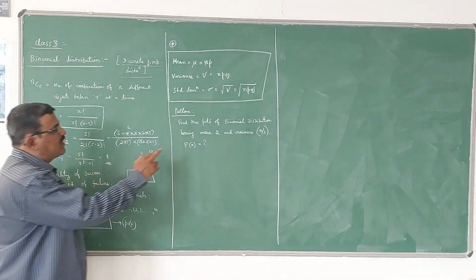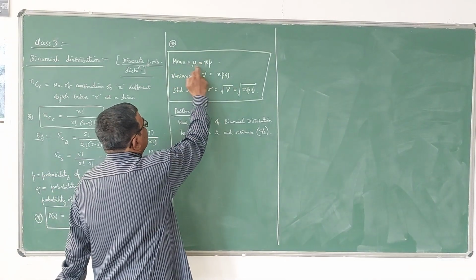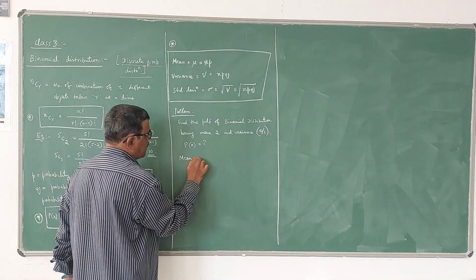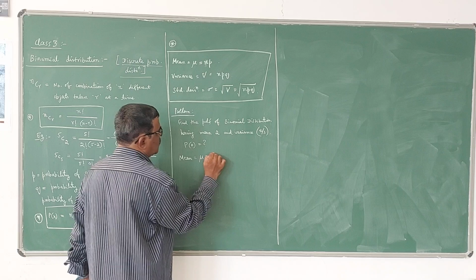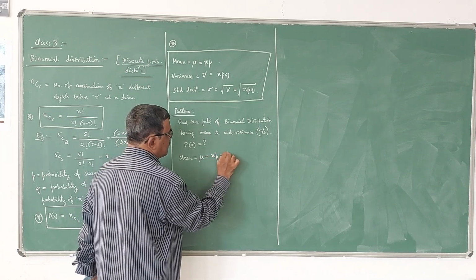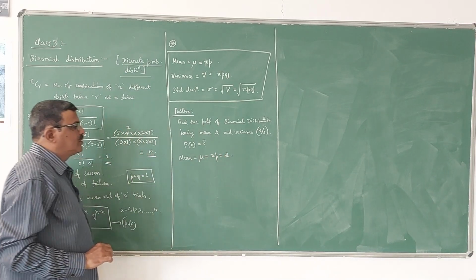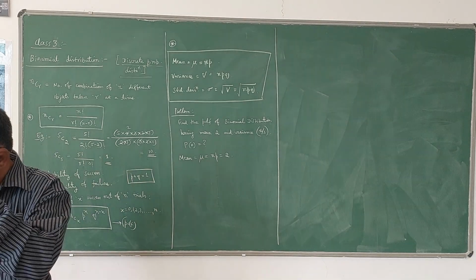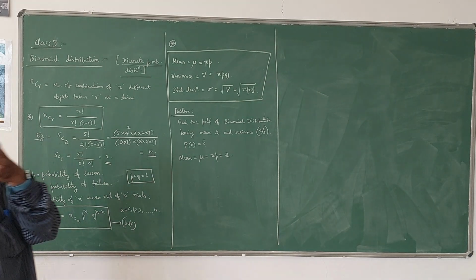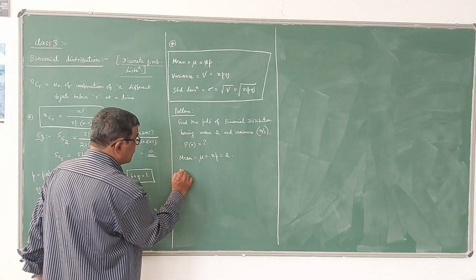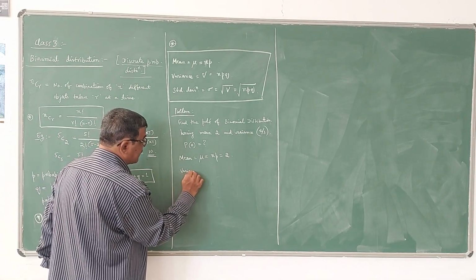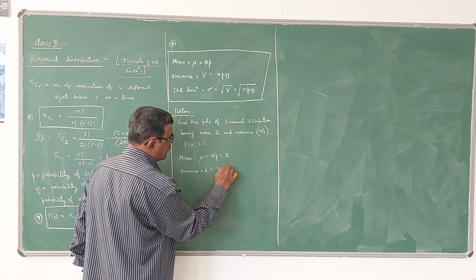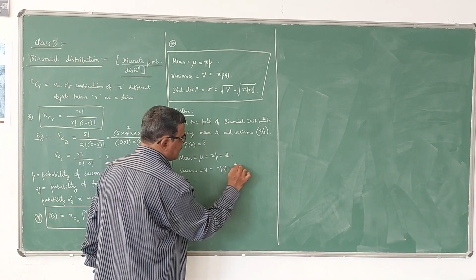Now he has given the mean value. Mean value is 2. What is the formula for mean value? n into p is the mean value, so n into p is equal to 2. Now he has given the variance value also. What is the variance value? 4 by 3. The formula for variance is n into p into q. This is 4 by 3.